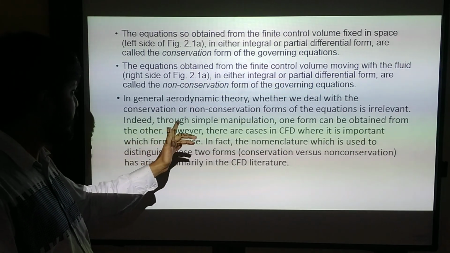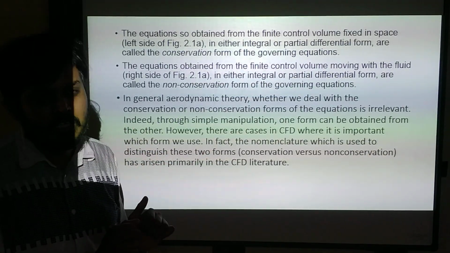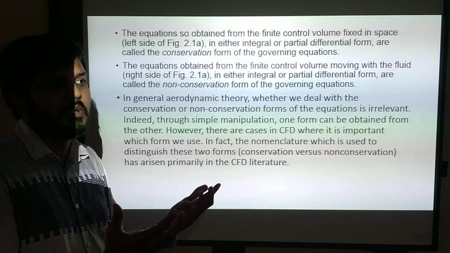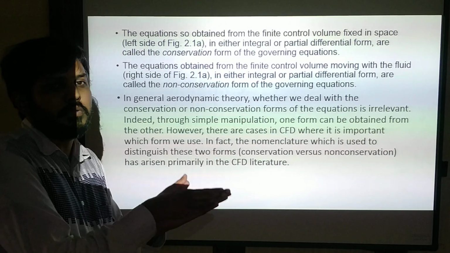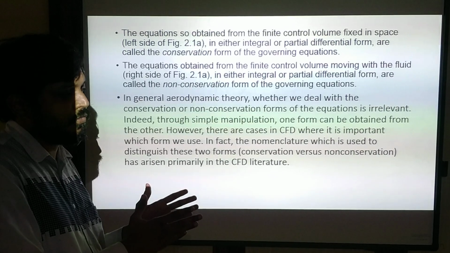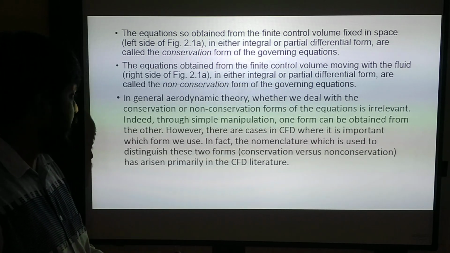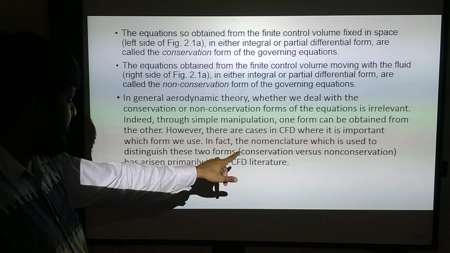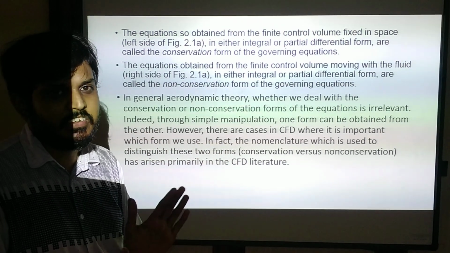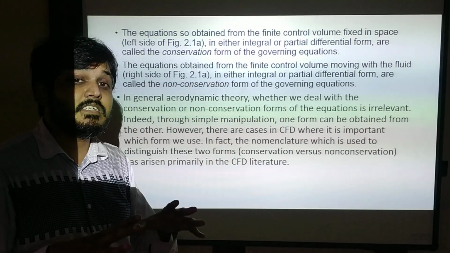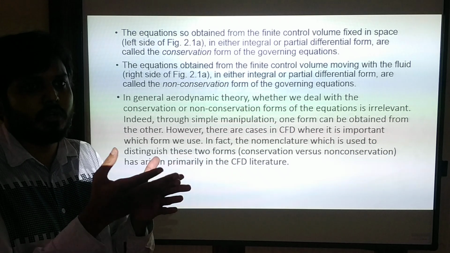Next to this, in aerodynamic theory, the non-conservative form of equation is irrelevant. Why? This differentiation between conservation and non-conservation is irrelevant here. When we do any mathematical exercise in our fluid flow phenomenon, mathematically you can convert one form into another very easily. If you have mathematical understanding, conservative form can be converted into non-conservative form, and non-conservative form can be converted into conservative form. So these are interrelated, and there are cases in CFD where it is important which form we use, and nomenclature is used to distinguish this form only. So conservation versus non-conservation, that you can see in your primary CFD literature. Have you understood this, that conservation form is fixed in space, and non-conservation form is moving with flow. It may be your finite control volume approach, or it may be your infinitesimal small element approach.